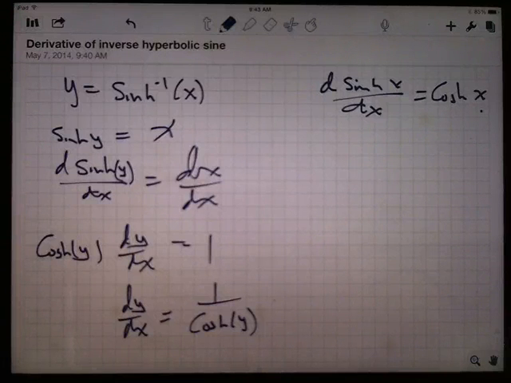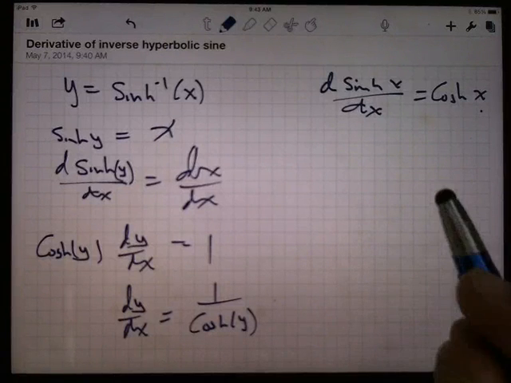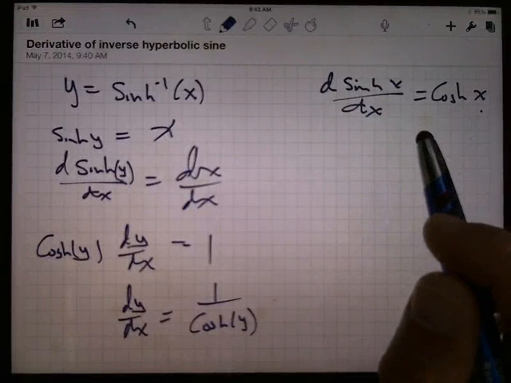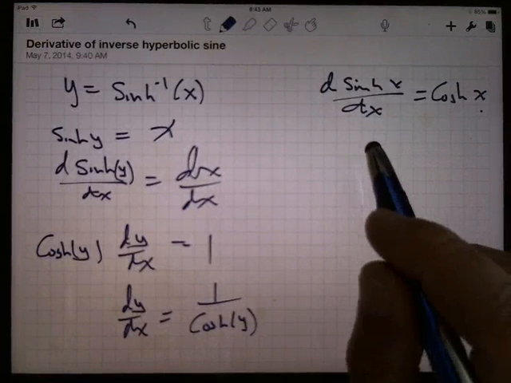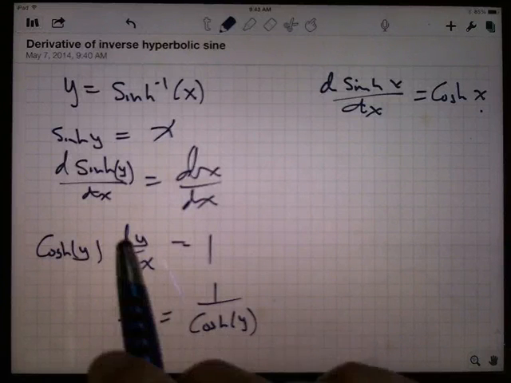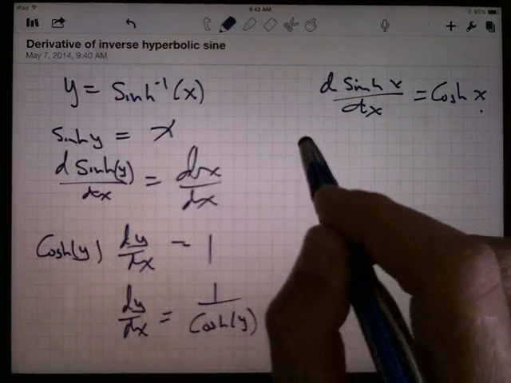get back to x's. And if these were regular trig functions, I'd probably draw a triangle right now, but they're hyperbolic trig functions, and I need to draw a hyperbolic triangle, and I don't exactly know how to do that. Believe me, I've tried. I haven't come up with anything satisfactory yet, but I can use some information because I have an algebraic relationship between the hyperbolic cosine and the hyperbolic sine.